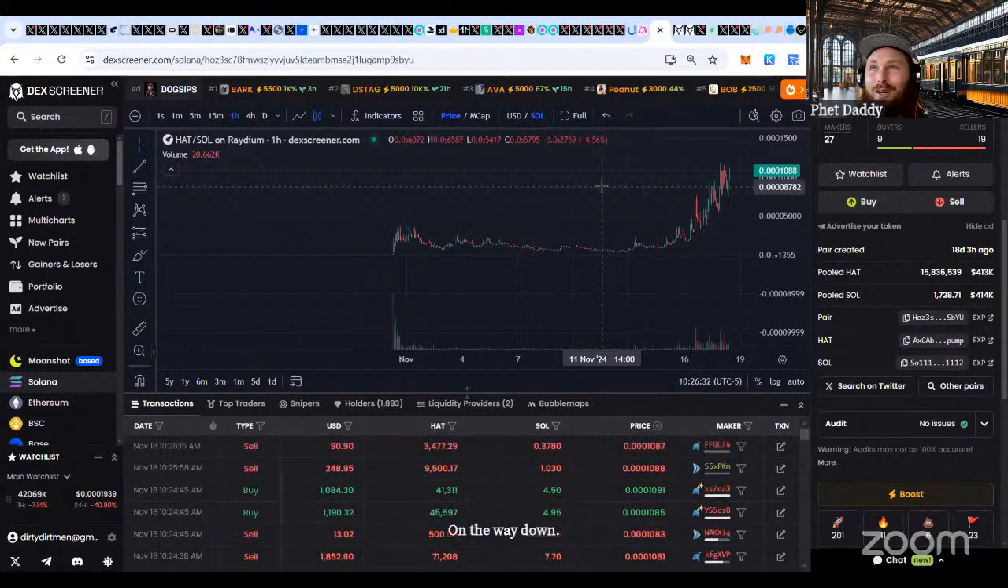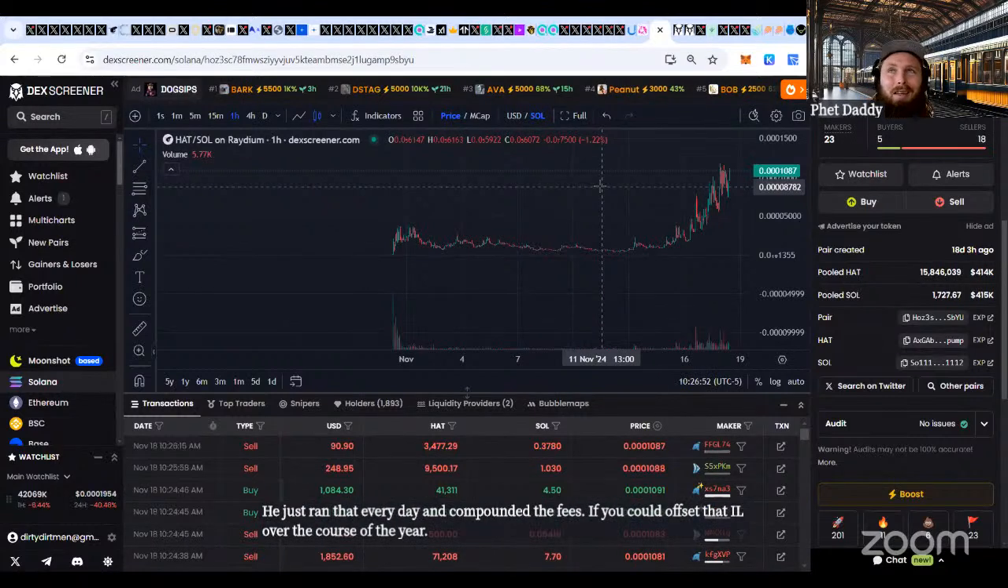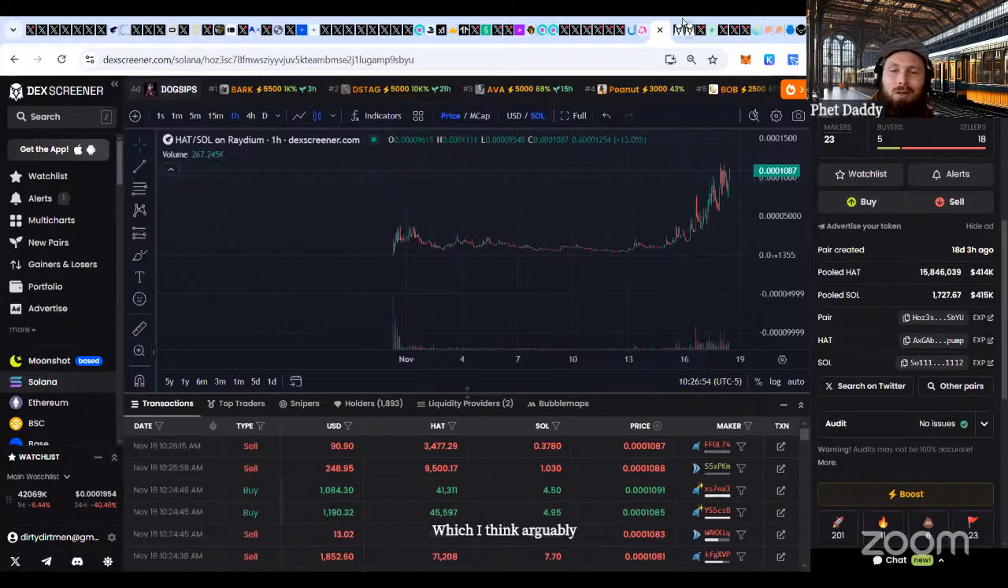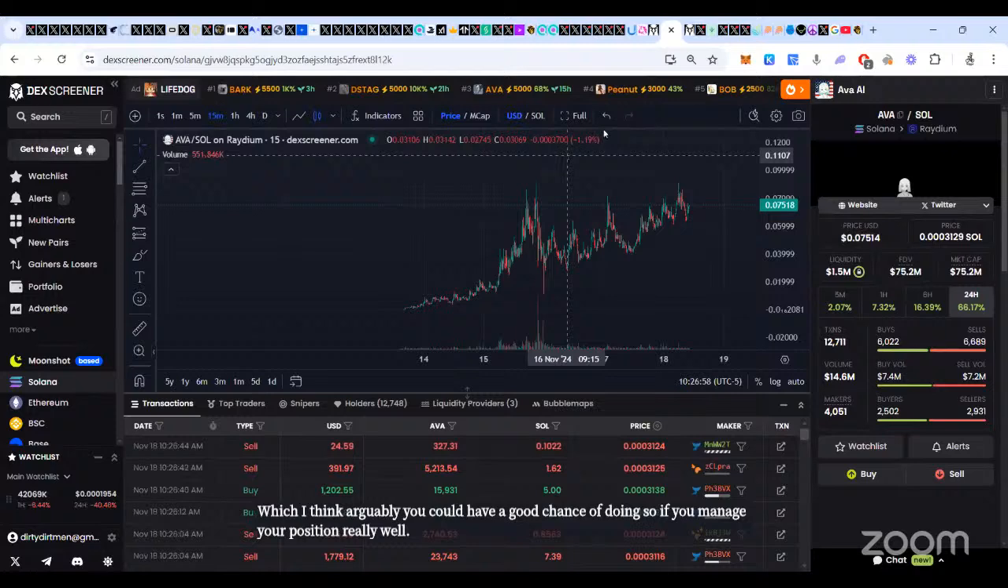Ironically, you could potentially outperform IL, because usually it takes like a year to go from your all-time high down to the bottom. It would be really interesting to see if you compounded your fees in a BTC USD position, ran that every day and compounded the fees. You could offset that IL over the course of the year, which I think you arguably have a good chance of doing if you manage your position really well, particularly if you have the conviction that it will go back up.